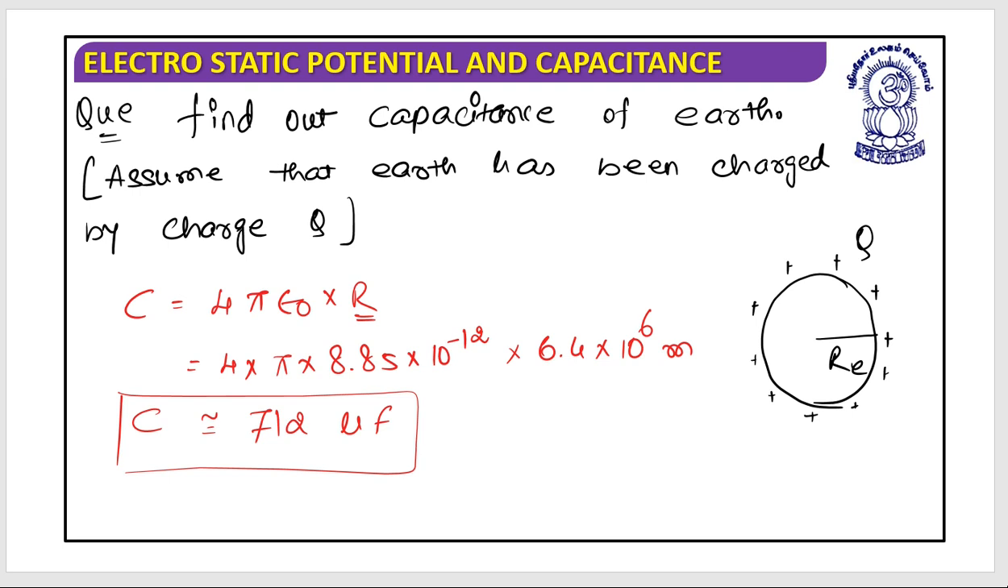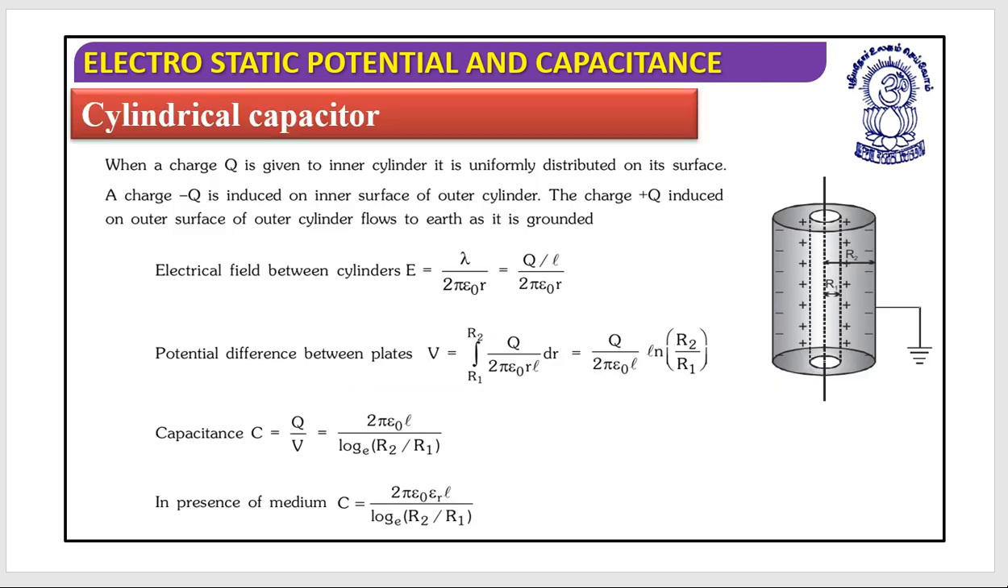So shall we move to the next capacitance? Let's have a look. It is the cylindrical capacitor. As you can see in the diagram, charge plus q has been provided to the inner cylinder, and as it is positively charged, on the outer side it is negatively charged. An induced charge would be there.